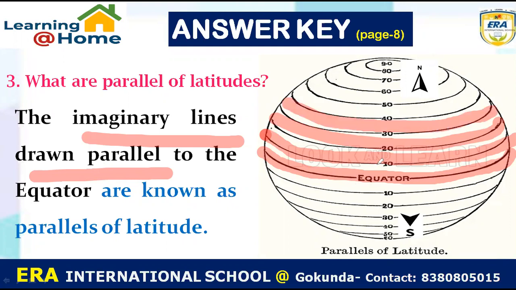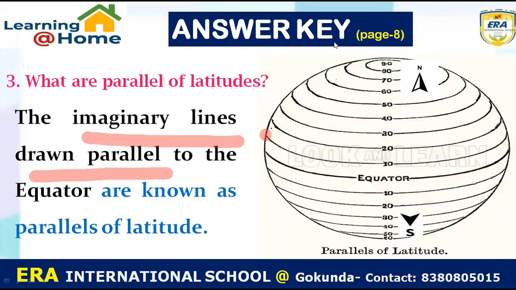Imaginary lines drawn parallel to the equator. So they are always parallel to the equator. So this is called parallels of latitude. Okay, right. Next point. So once again, you understand what is meant by parallels of latitude. The imaginary lines drawn parallel to the equator are known as parallels of latitude.